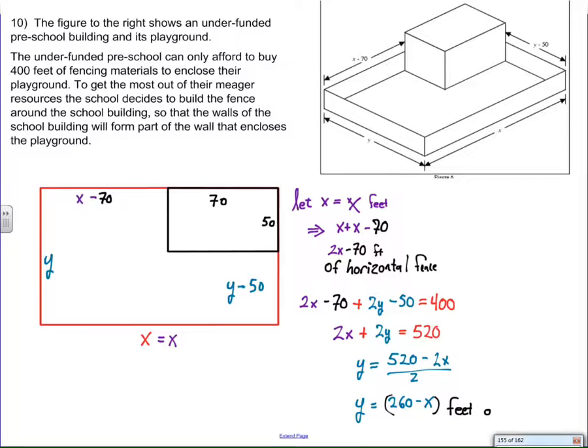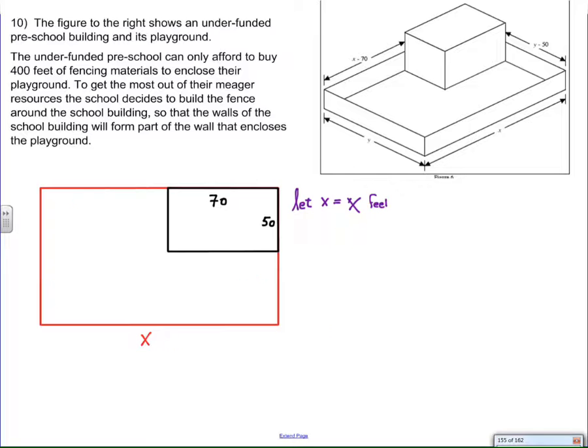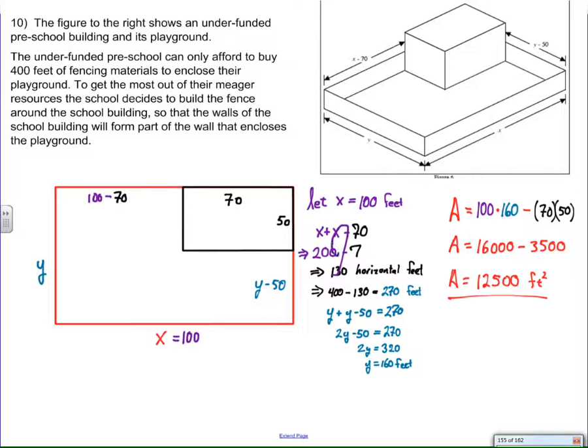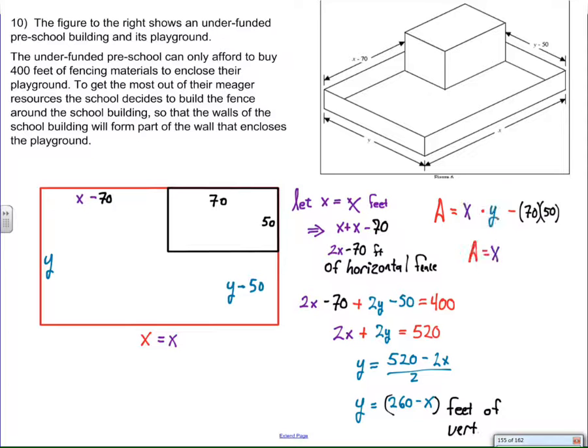So this situation right here, that y equals 260 minus x, is essentially the exact same thing I did here. Once I knew how much horizontal feet I was going to use, then I was easily able to figure out how much vertical feet I was going to use as well. So I just did the same thing here, except in general form. And then last time I took 100 times the 160 and subtracted 3,500. This time I'm just going to take the x and the y and then subtract the 3,500.